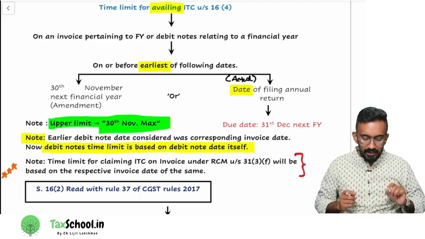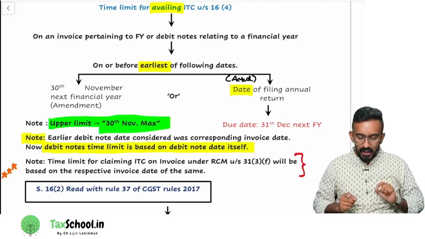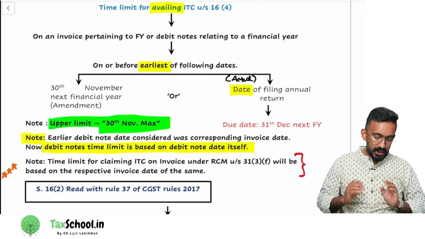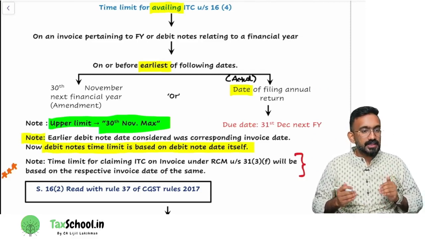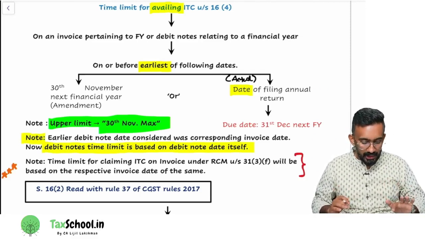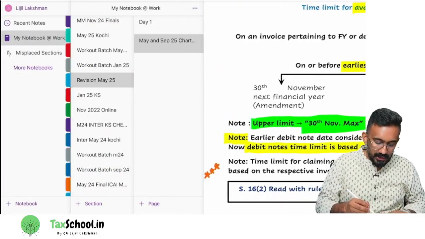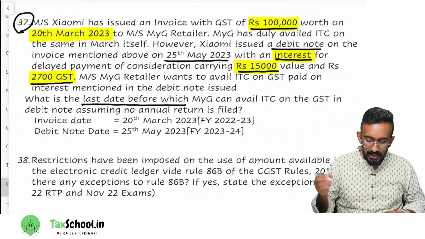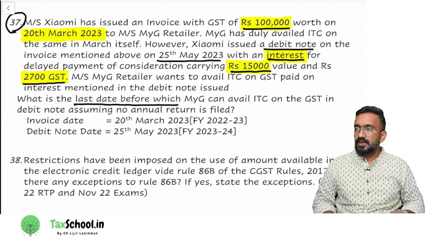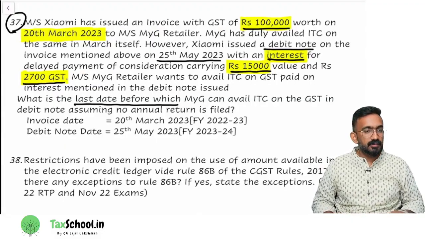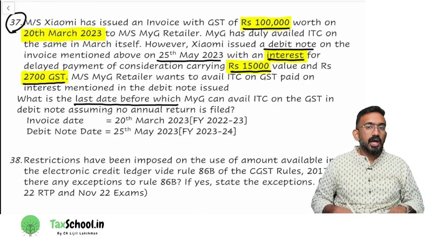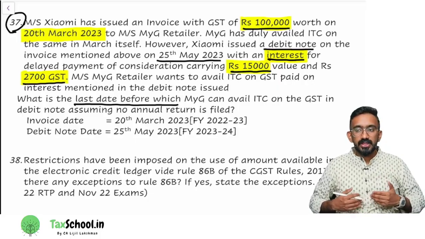Earlier, the debit note date considered was the corresponding invoice date. Now, the debit note ITC time limit is based on the debit note date itself. In our example, the debit note was given on 25th of May 2023. My time limit should be computed based on the debit note date.